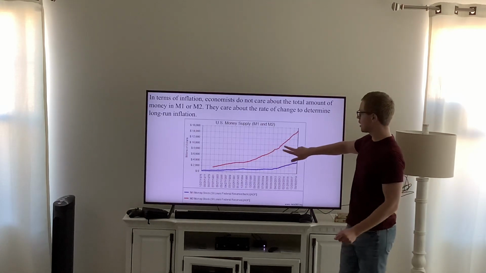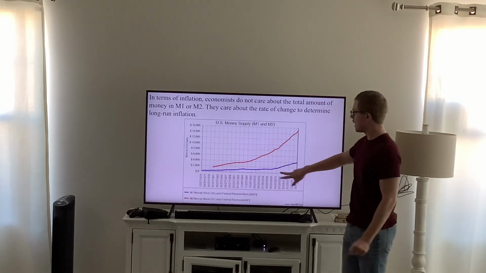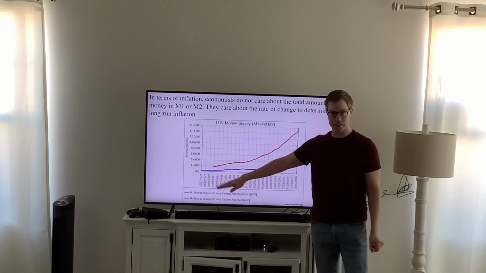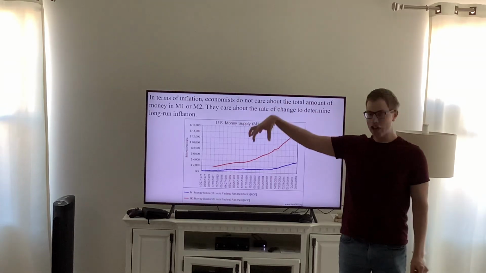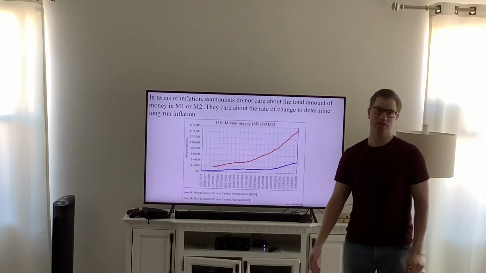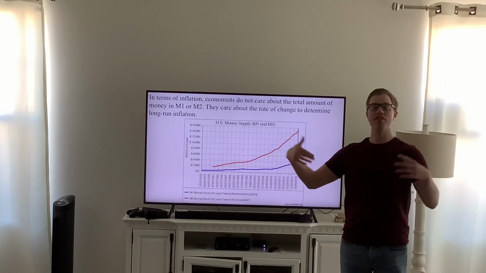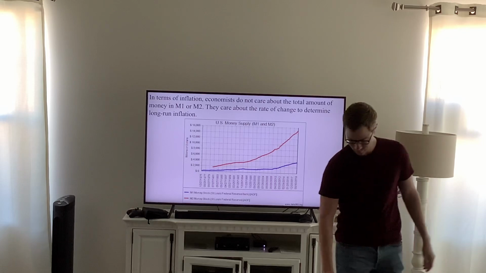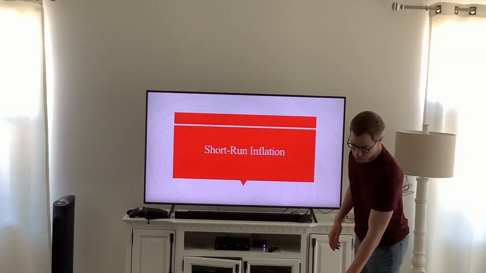Because if it starts changing rapidly, like as you can see with M2, not so much with M1, but a little bit in the more recent years compared to earlier, what you can see when there's a big change is that there's going to be inflation, right? If it's going to dramatically go up, there's a lot more money out there, and when there's more money out there, prices will go up. That's long-run inflation. Let's quickly talk about short-run inflation.